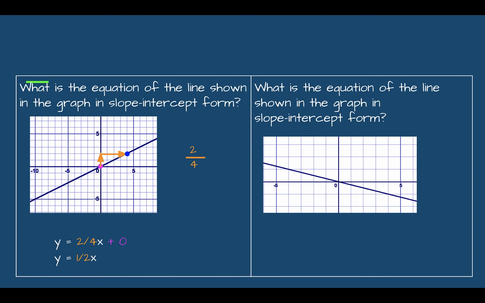So if you see an equation where there's no y-intercept, that just means it goes through the origin, through (0, 0). Conversely, if you see your line going through (0, 0), that would mean the y-intercept is 0, and you don't need to write it in your equation. Pause the video and try your example. You should have had y equals negative 1/4 x.